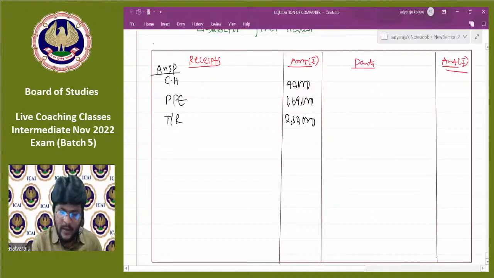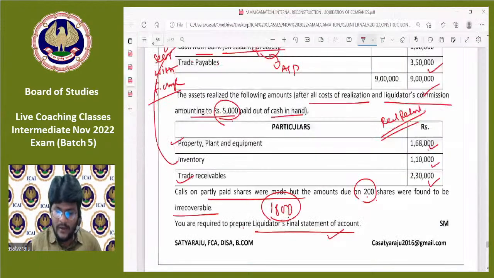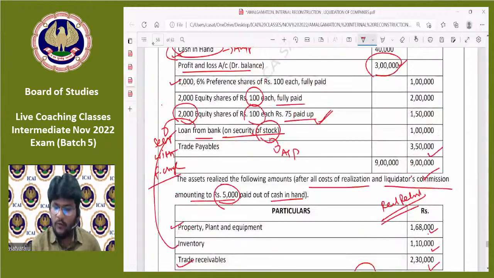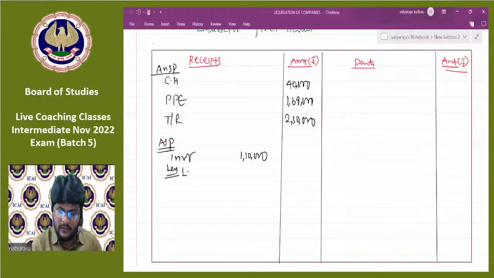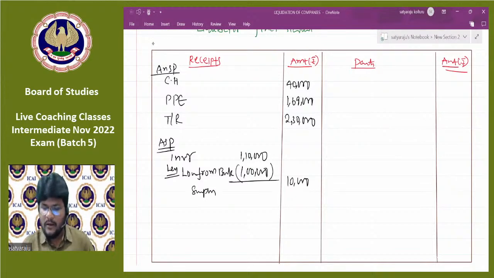Next, ASP, assets specifically pledged. Inventory is there. Inventory is realized at 1,10,000. Less, after realization of inventory, you need to make payment to loan from bank. Loan from bank how much? 1 lakh. Less loan from bank, which is secured creditor with fixed charge, which is at 1 lakh. So 10,000 is the surplus. So surplus of 10,000 only you can carry forward to the final amount column.